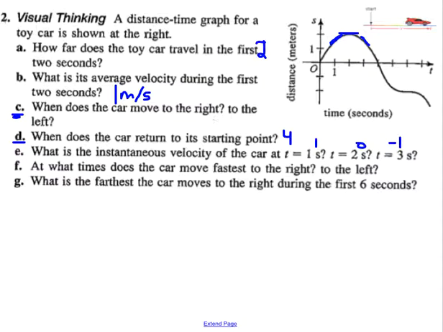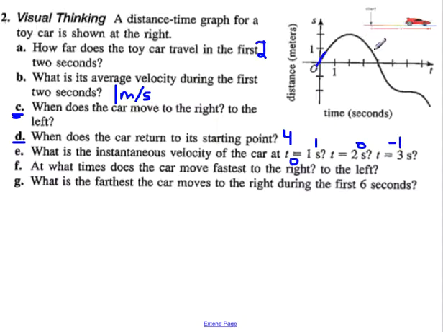At what time does the car move fastest to the right? And again, we want to really think about what fastest means when we're looking at a graph or thinking about velocity. We're talking about when is our slope the steepest, right? So fastest to the right, we're talking about the highest positive slope. So over here, that looks like it's at 0, right, when it starts. So I would say it was at time 0.